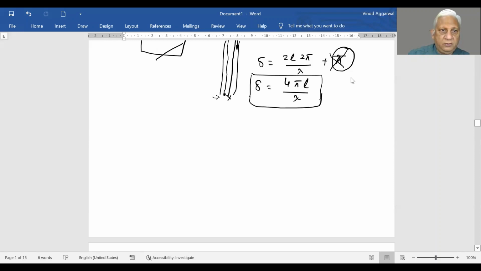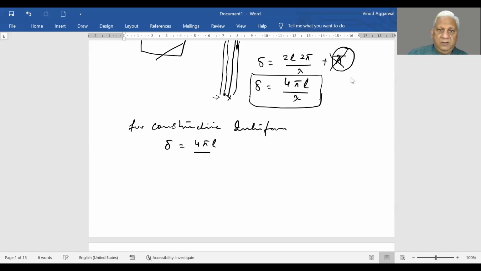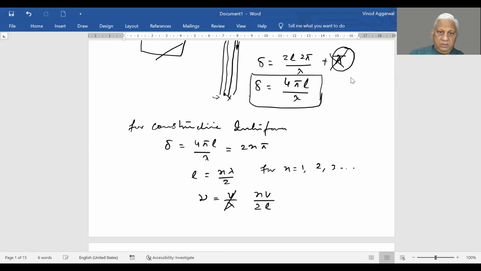And again, for constructive interference, delta, which is 4 pi L by lambda, should be 2 n pi, which means L is equal to n lambda by 2. Here n is equal to 1, 2, 3 and so on. This is for the fundamental frequency. In general, our nu will be n v divided by 2L.